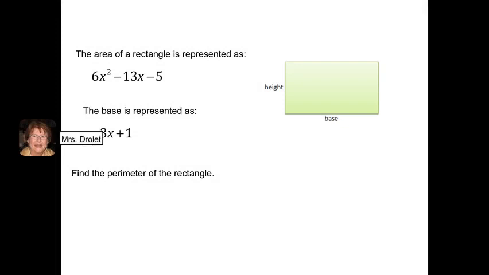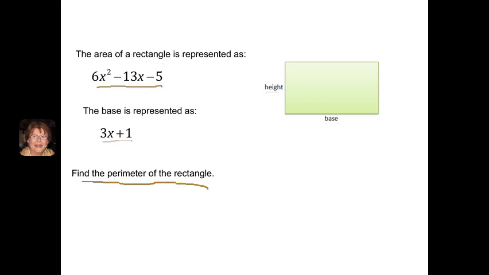Whenever you have a story problem, there are several things you should do in order to set up what you need to do. I always recommend that you sketch out a diagram. We've got a rectangle. Sketch that rectangle out. In a rectangle, we need the base and the height. We have the expression that represents the base, and we have the expression that represents the area. The question is, find the perimeter of the rectangle.